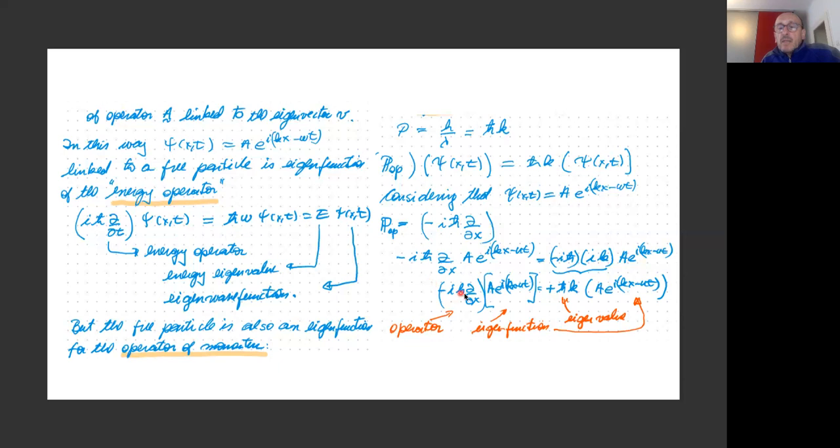And when I act with this expression, which I call the operator of momentum, I have the eigenfunction, I have here the eigenvalue, and I have here the eigenfunction again. So this is also a very good thing. For a free particle, the free particle is an eigenfunction of momentum. And where is the momentum? The momentum is the thing that I obtain by acting over that wave function with the momentum operator.